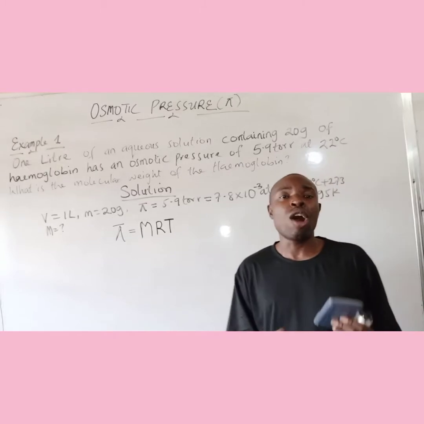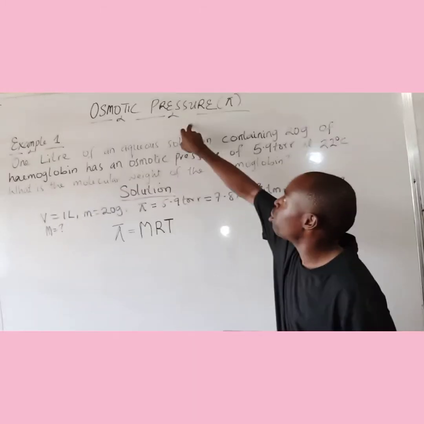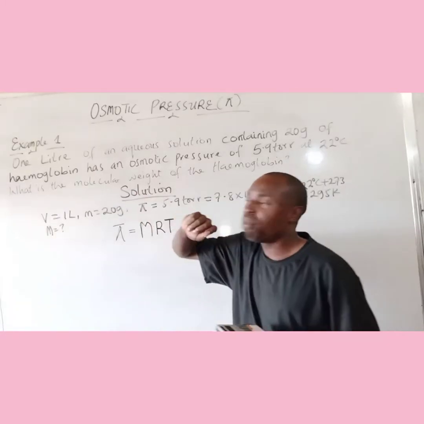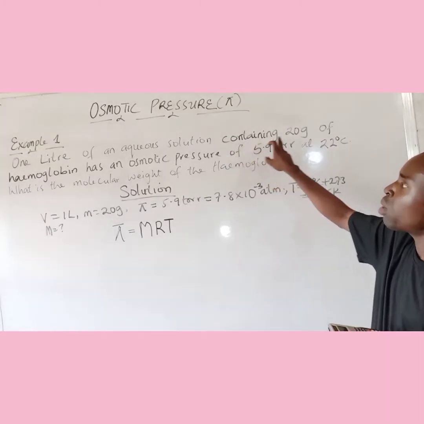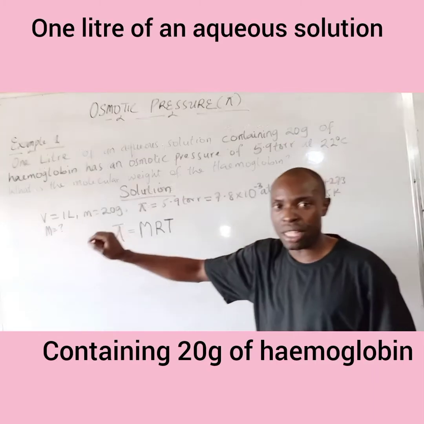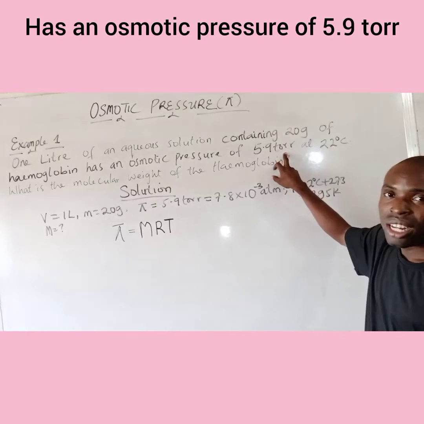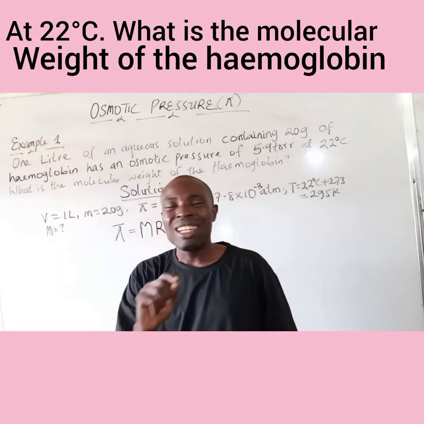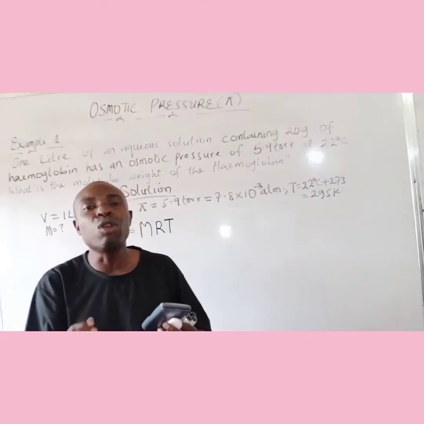Now in this video, we are going to be talking about the calculations. We should understand that the symbol for osmotic pressure is pi, and the question on the board is: 1 liter of an aqueous solution containing 20 grams of hemoglobin has an osmotic pressure of 5.9 torr at 22 degrees Celsius. What is the molecular weight of the hemoglobin?